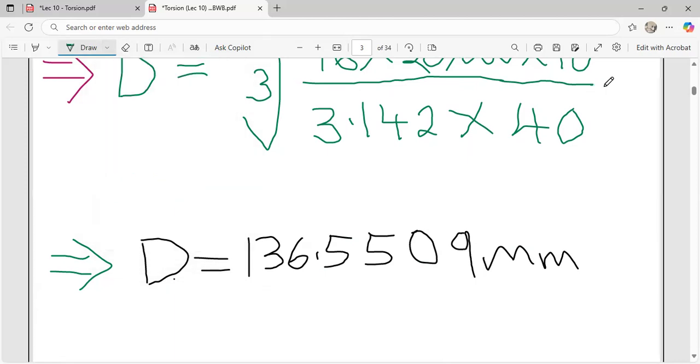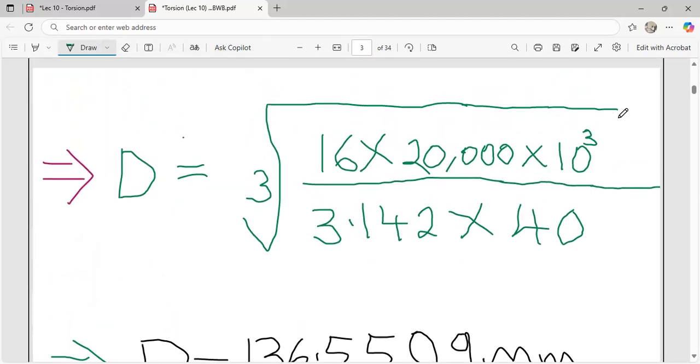Take note that this guy was in Newton per mm, and this guy was in Newton per mm squared.